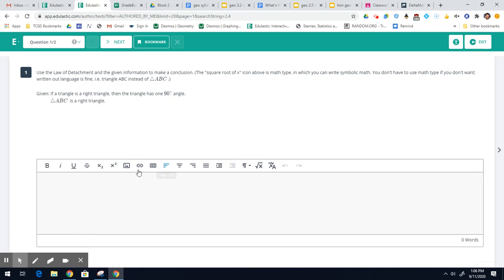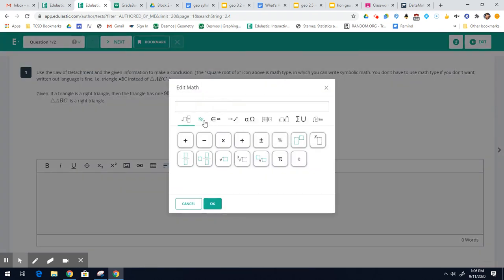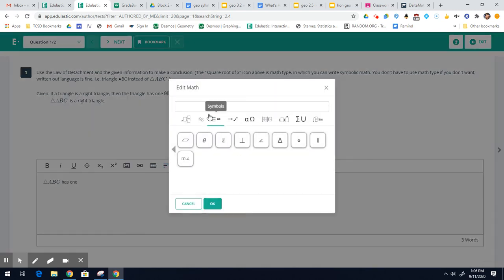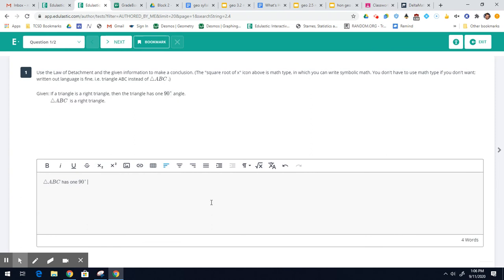So our conclusion would be, and I'm going to start with the triangle. Here's the square root of X button. I believe it's in this symbols one right here. If you look, those are units. And if you go to the right, here's the triangle button. So triangle ABC. And because it's a right triangle, that means it has one 90-degree angle. This is the degree symbol right next to the triangle. Again, that's all in this symbols menu. 90-degree angle. And that's your conclusion. Again, stating one more extra thing about triangle ABC.